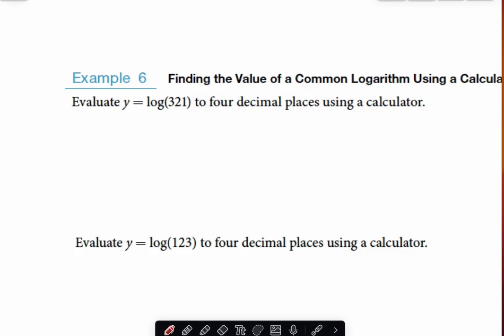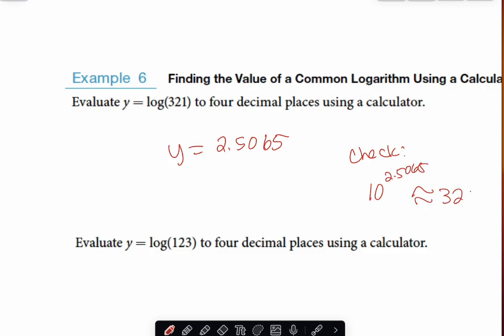So the answer to 4 decimal places, as they've said, is 2.5065. How could you check your work? Well, it's checkable. If you put 10 to a power of 2.5065, you'll get something really close to 321. So that's a check, because the answer to a logarithm is the power. What power would I put on a 10 to get 321? Just use the log button. That's what the button is on that calculator. And I would check just to make sure you're entering it into your calculator correctly.